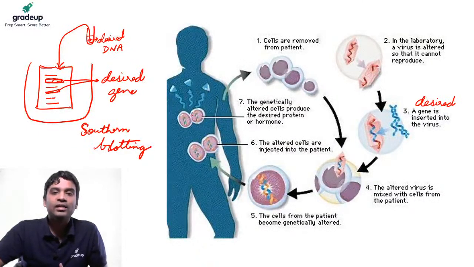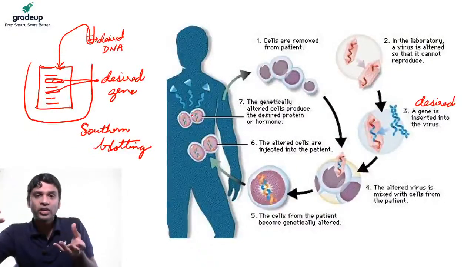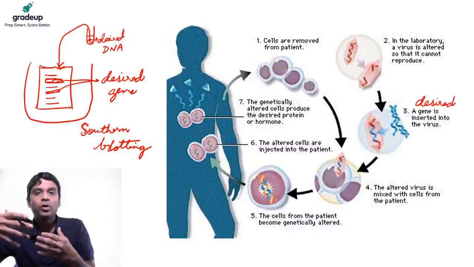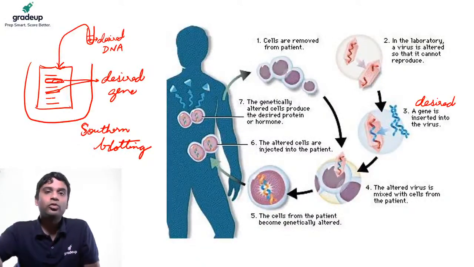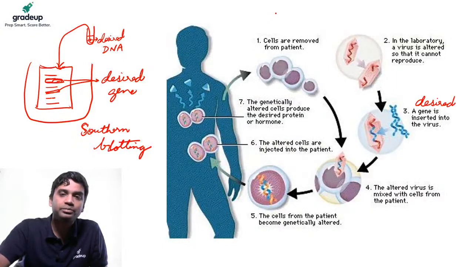Okay, and it is added to the patient, like insulin. Insulin gene is most commonly produced and used. So this is called Humulin, human insulin.